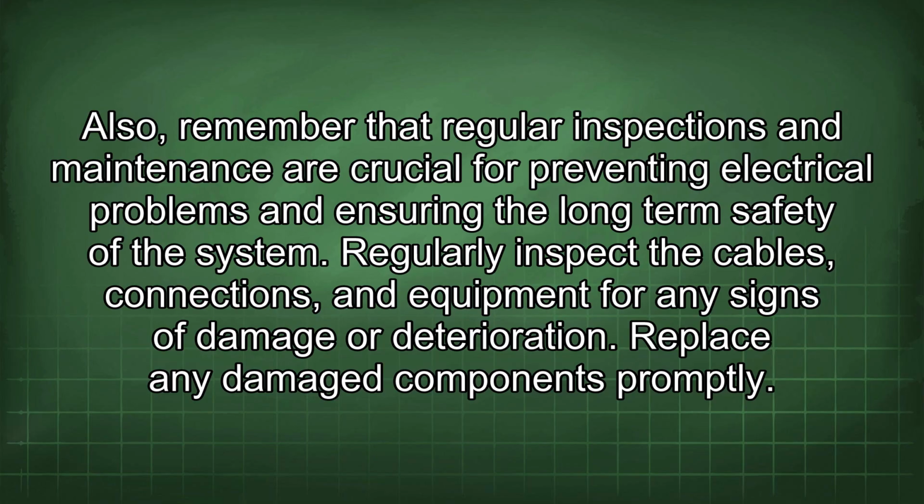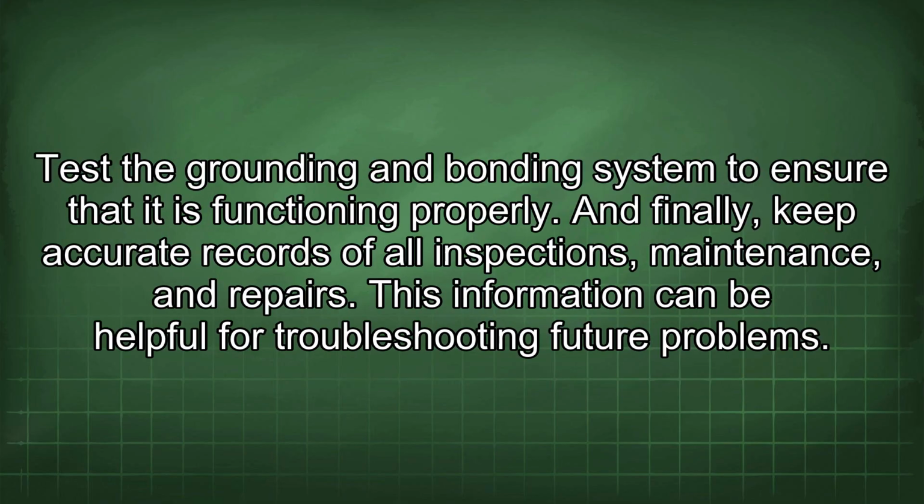Also, remember that regular inspections and maintenance are crucial for preventing electrical problems and ensuring the long-term safety of the system. Regularly inspect the cables, connections, and equipment for any signs of damage or deterioration. Replace any damaged components promptly. Test the grounding and bonding system to ensure that it is functioning properly. And finally, keep accurate records of all inspections, maintenance, and repairs. This information can be helpful for troubleshooting future problems.